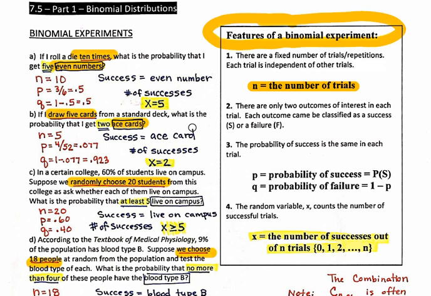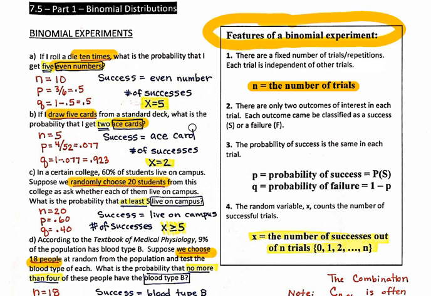So when I roll the die, if I'm looking for an even number, I don't think of the results as 1, 2, 3, 4, 5, 6. I think of them as even numbers and not even numbers, successes and failures. Or if I'm drawing a card from a deck of cards and I'm looking for an ace, I only see 2 outcomes. I either see ace or not an ace.